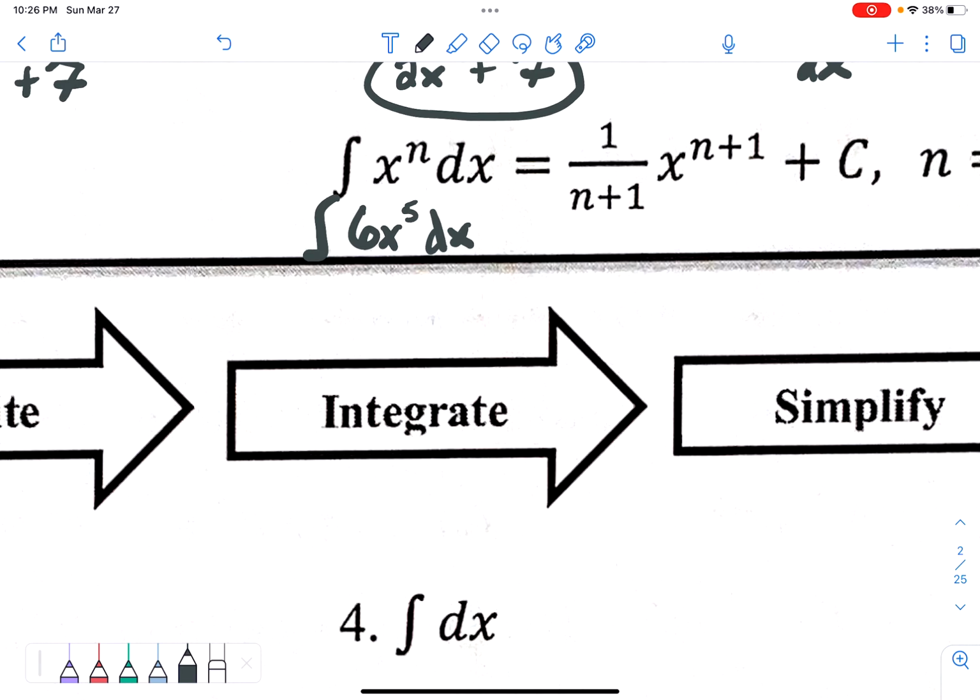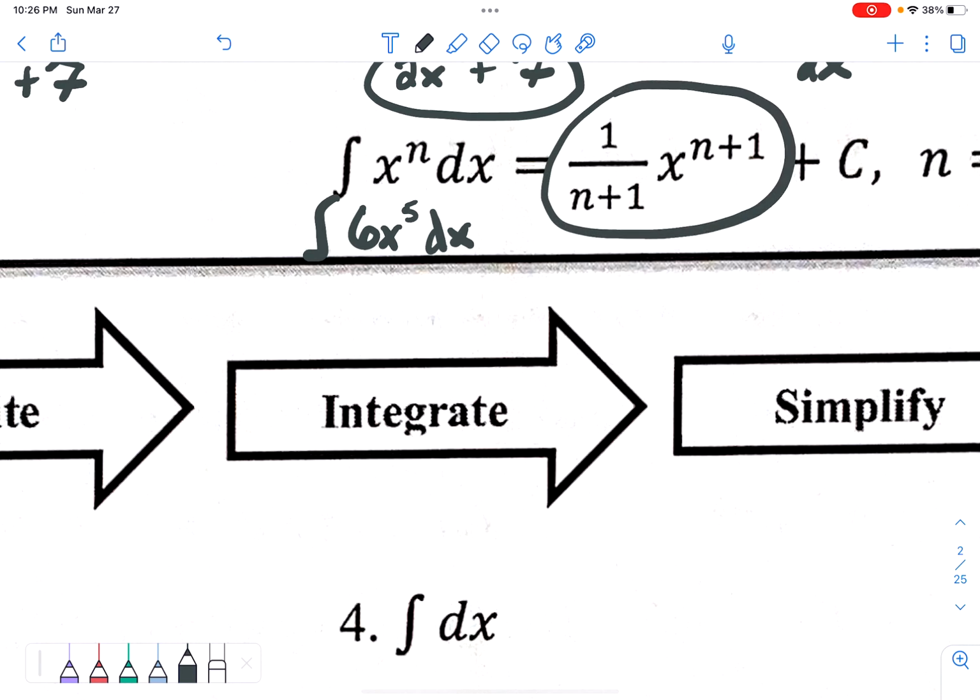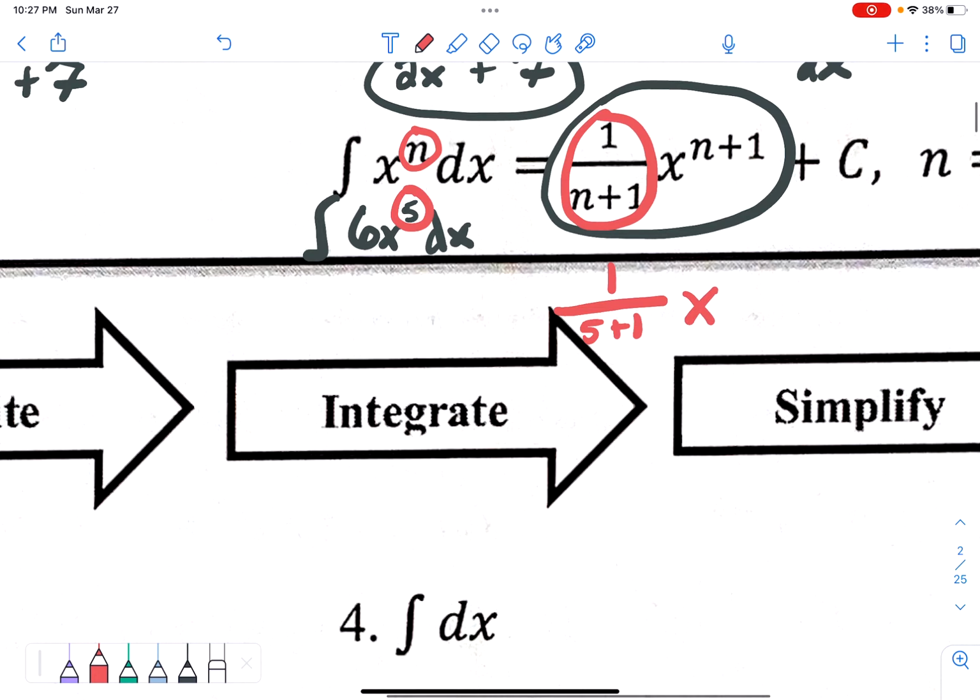So the rule is I do all of this stuff right here. I do 1 over n plus 1. Oh, what was n? Well, look here, n is your exponent. So I do n plus 1, that would be 5 plus 1. So I've just done this part of it, 1 over n plus 1, x to the n plus 1. Now, the problem is my x is not just x, it's actually 6x in this case. I'm going to put 6 there with the x. That's just going to go as one piece.